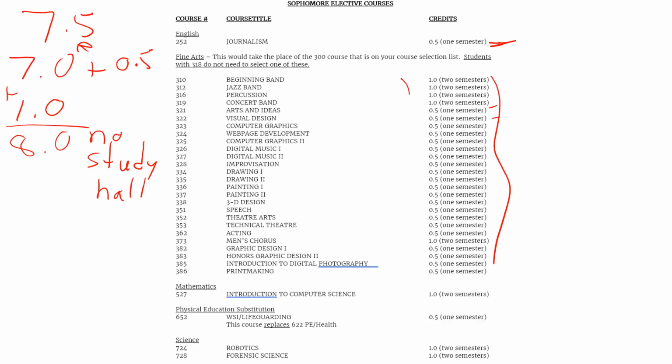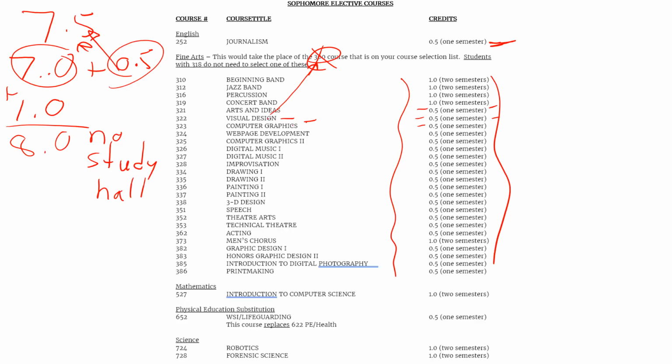We offer a wide variety of fine arts classes here, as you can see. These, again, if you have 300 on your course card, anything that has a half credit will take the place of that 300, so it means you still have 7 credits on your schedule. You can take 2 of these, so if you were interested, you could take the visual design course and the computer graphics. The visual design class could replace the 300 that's on your course card, leaving you with the 7 credits that you have, and you could add the computer graphics as your half credit elective to get you to the 7.5 credits.